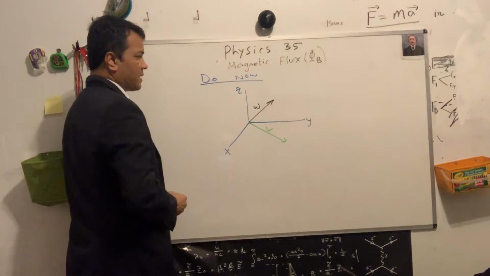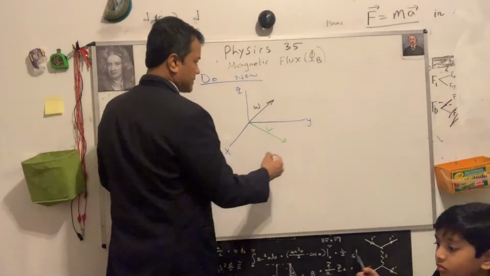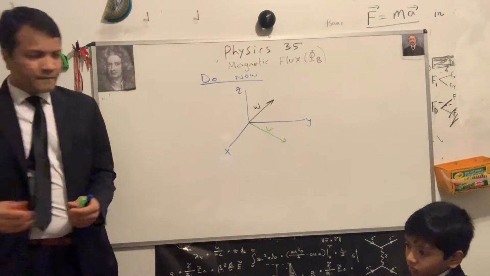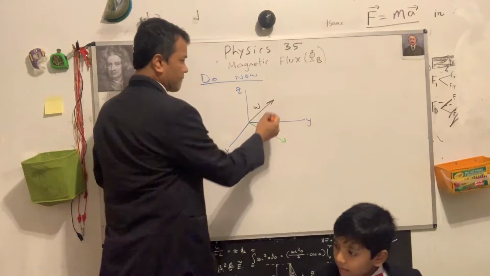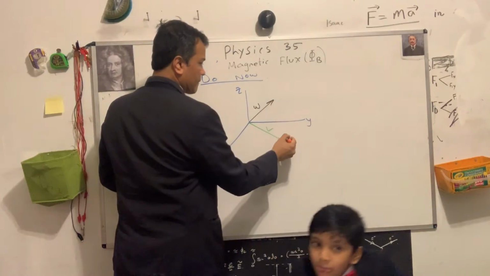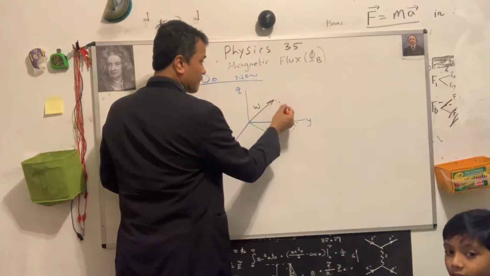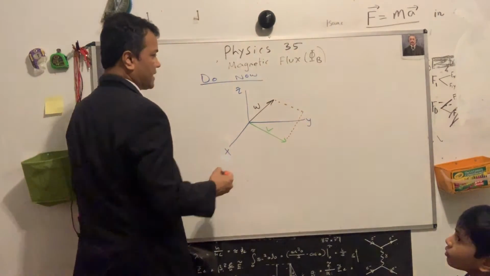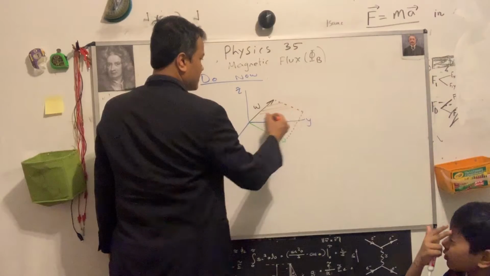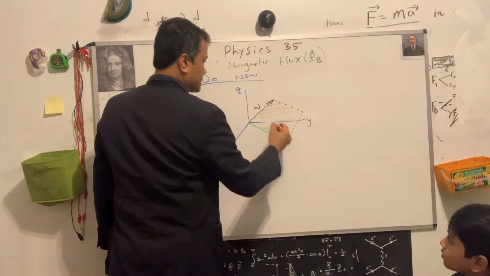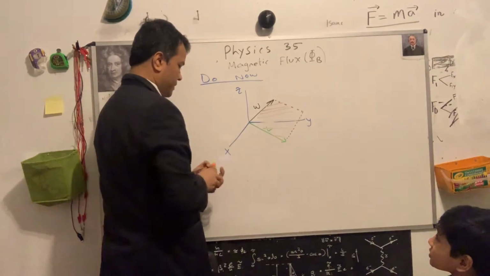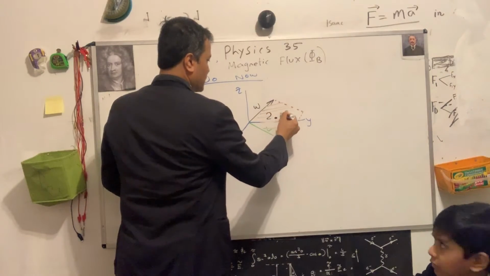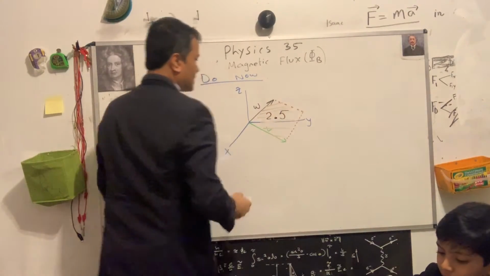Alright, and let's create a parallelogram. Now let's find the area. I'll just give you the area. Let's say the area is 2.5. Well, I didn't go this far into linear algebra.